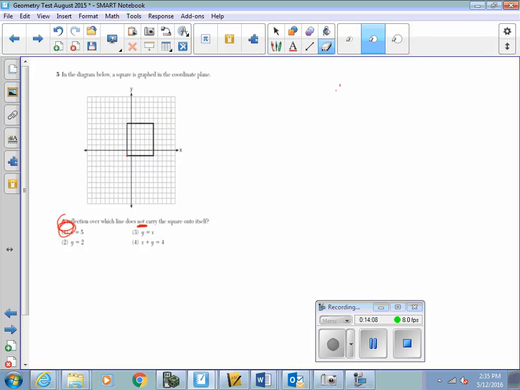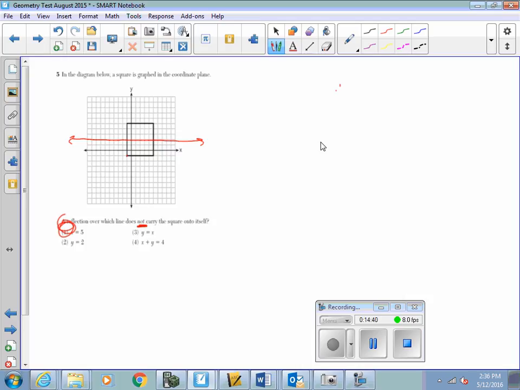All right, so let's look at y equals 2. So where is y equals 2? Well, again, if x equals 5 goes through the x-axis at 5, and hopefully you see that y equals 2 should go through the y-axis at 2. I'm going to draw a line of y equals 2. And you notice it splits this square right in half. So that's a good sign that probably it's going to carry right onto itself.